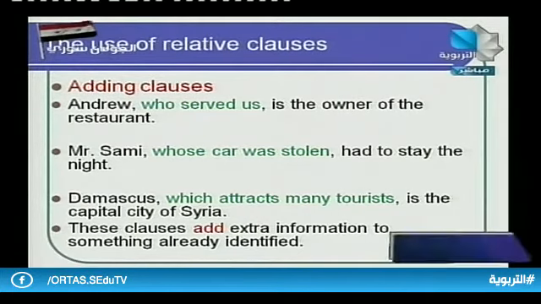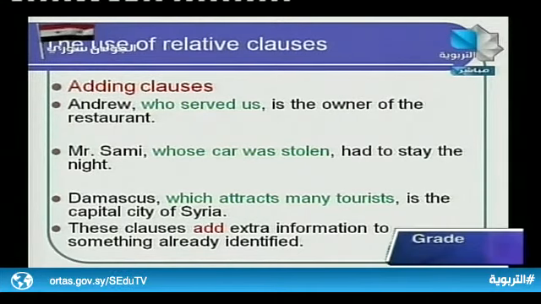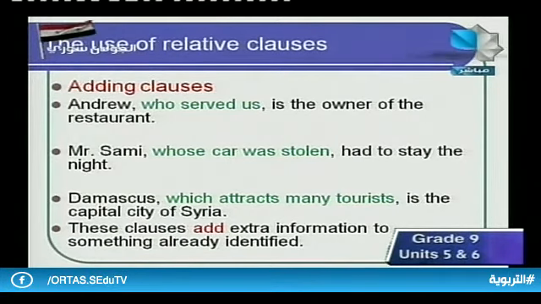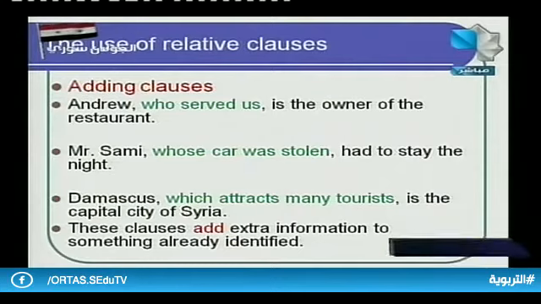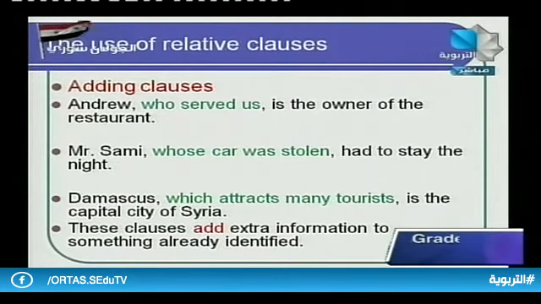So it's adding clauses, from its name. Here we add information about the person that we're talking about. We are not defining the noun. We are just adding more information about Andrew, so extra information, let's say. If we omit the clause, we can say Andrew is the owner of the restaurant, so the meaning is complete.